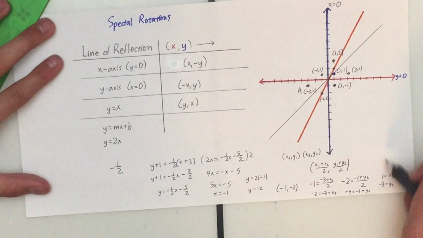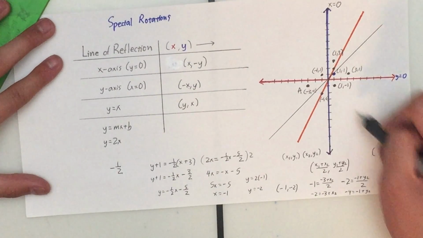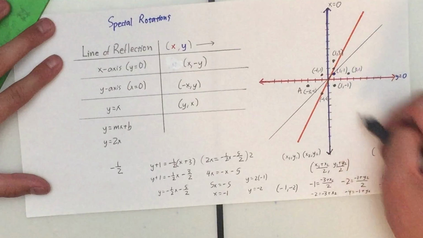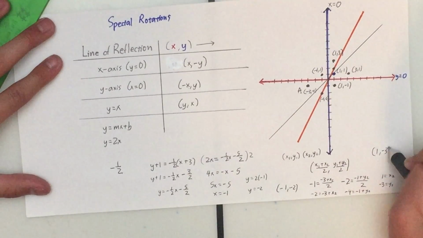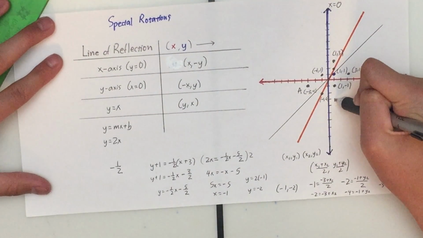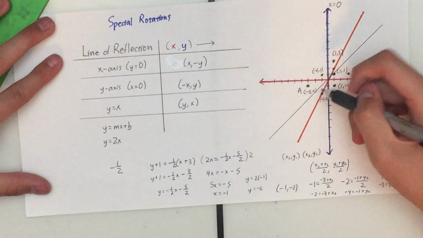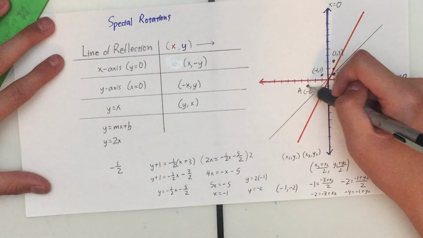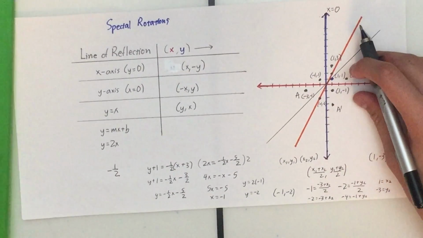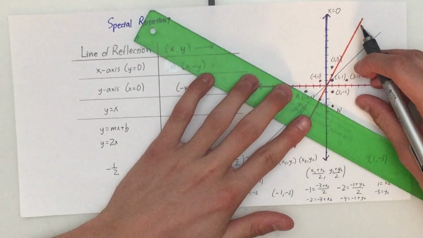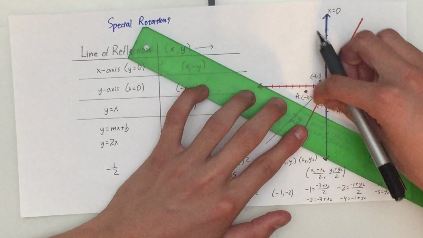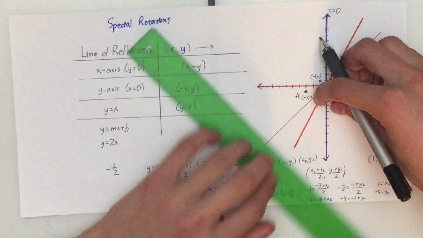So now we've solved it. We've got that the other point on the segment was (1, -3). So we can plot that in, and that would be the image, the reflected image of point A, right there. So we can just show right here, that would be perpendicular, and this distance would be congruent to this distance.